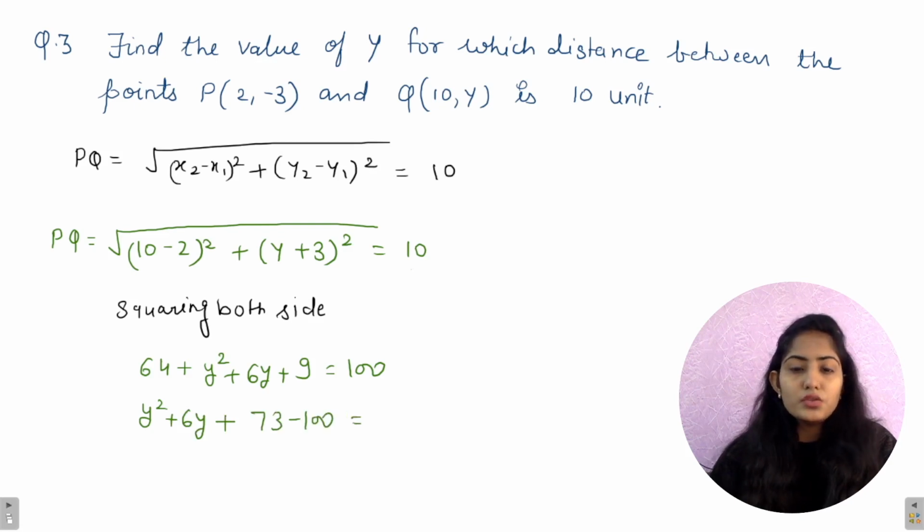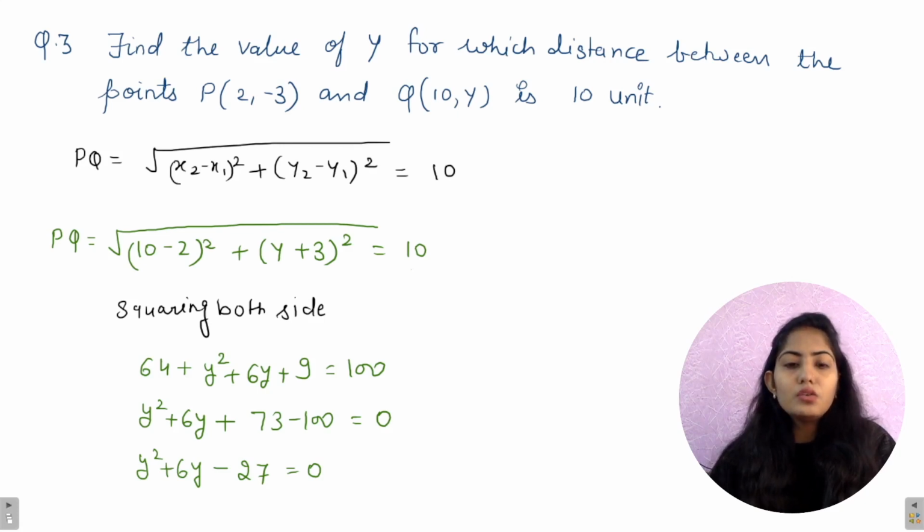And that is equal to 0. So it will become a quadratic equation, y square plus 6y, and when we subtract, it will become 25 plus 27, and that is equal to 0. So we are going to use the middle term splitting technique. I am doing this here.